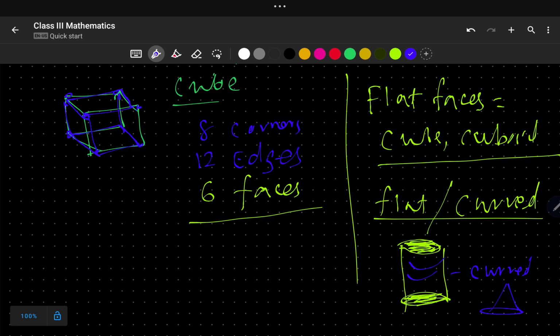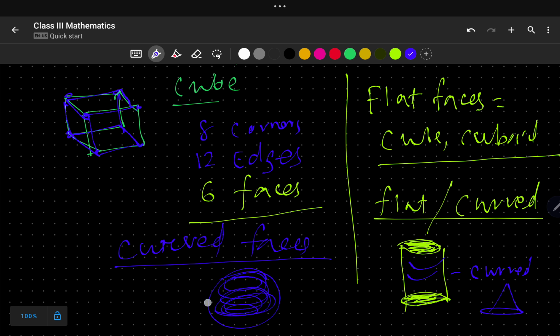If the question is about the 3D shape which has only curved faces, that is no doubt the sphere. Football and different balls are examples. So these have only curved faces.